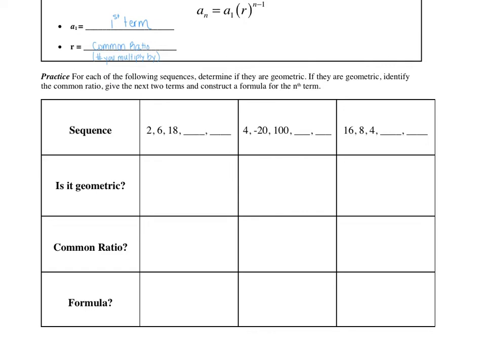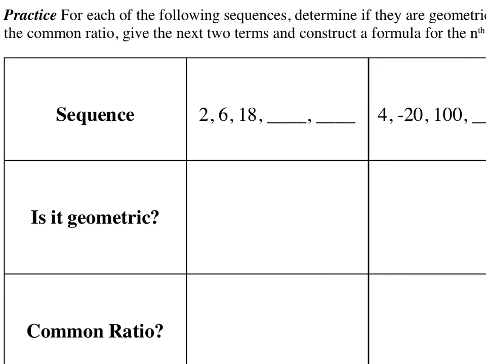So for question number 1, we start with the sequence 2, 6, 18, and we want to find the next two terms. Just so we can start with some of the language that we've been building over the past few weeks, since it's been a while, let's just say this is our first term, our second term, and our third term. Now I want to find term 4 and term 5.